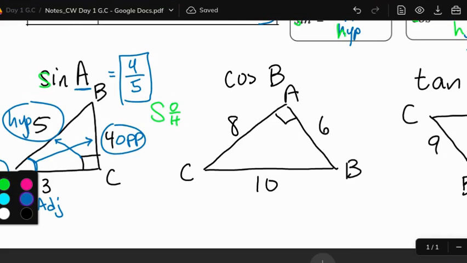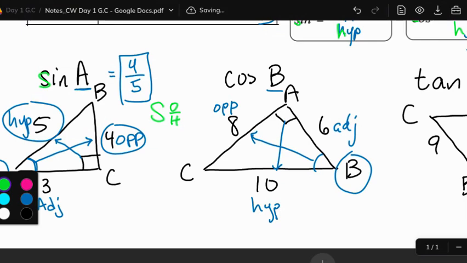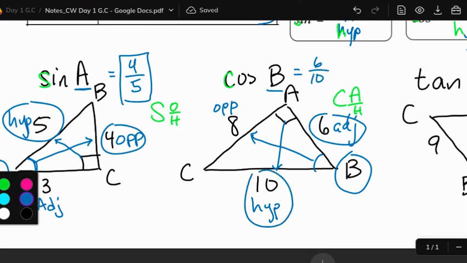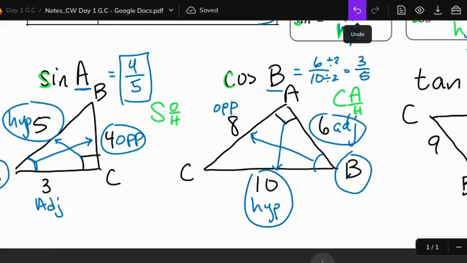So again, looking at the second problem, my given angle is B. So I'm starting at this angle here. That'll tell me what is opposite. The right angle tells me the hypotenuse, and that leaves me with the adjacent. So then the cosine, CAH, is telling me to start with the adjacent this time, which is 6, over the hypotenuse, H, which is 10. This can be simplified by 2 to get 3 over 5. That's our final trig ratio for cosine of B.